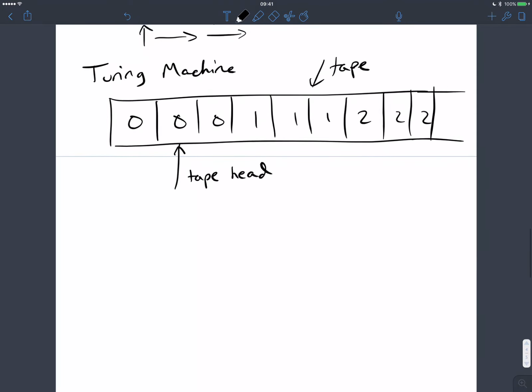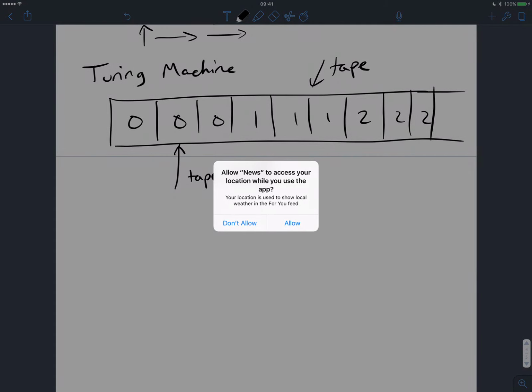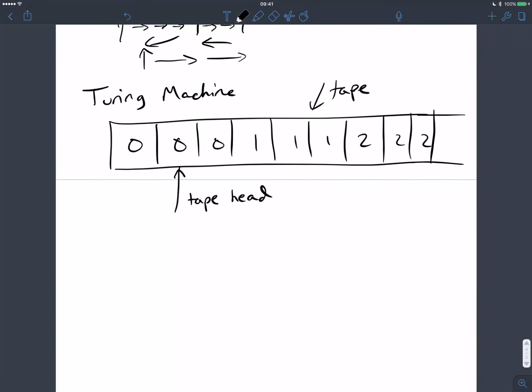Okay, so the idea here is that the tape head's going to point at a single cell of this tape, and it's going to examine the contents on this tape and decide whether or not to move left or right, as well as to change that particular cell to whatever value, either keep it the same or change it to some other value. I'll define it formally in a second. All right.